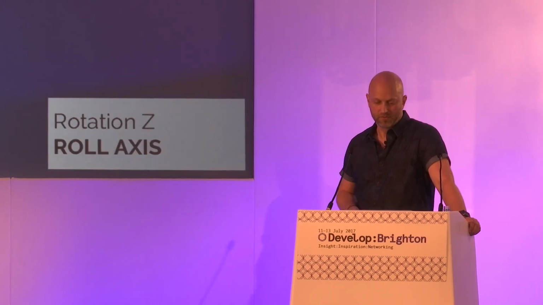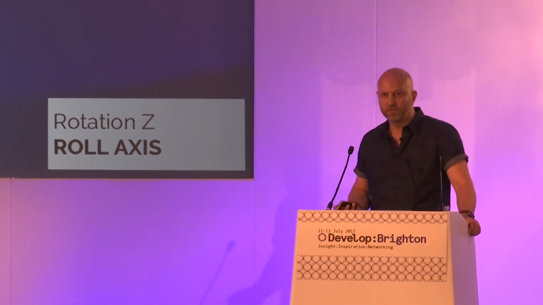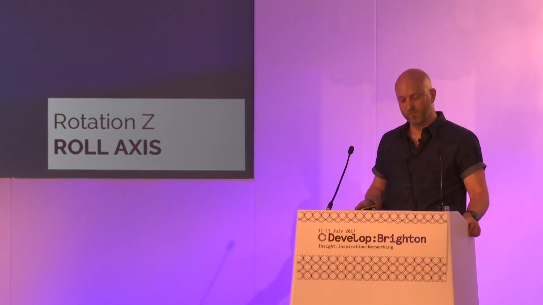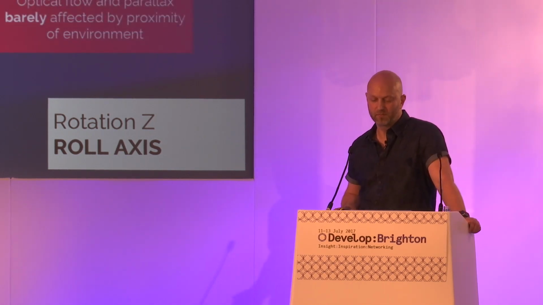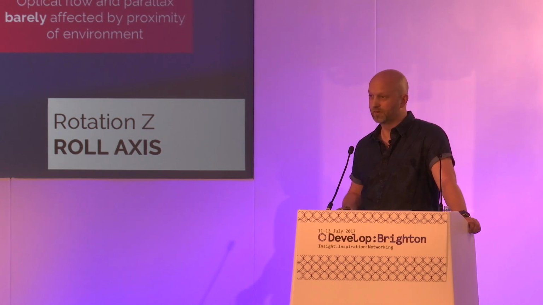Rotation, which is the more tricky and complex area in VR, I would say. So we'll start with rotation around Z. Again, the common theme: increasing optical flow in the peripheral view. Optical flow and parallax are hardly affected by the proximity to the environment when you rotate around the Z-axis.